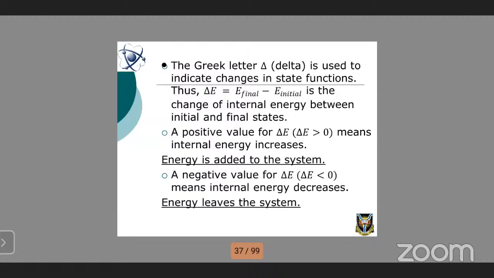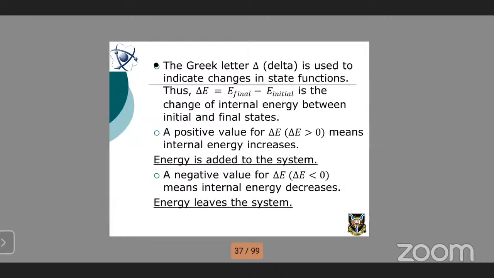And where your delta E is less than 0, that means your internal energy has decreased. That is, it has lost energy. Energy has left the system into the surroundings.